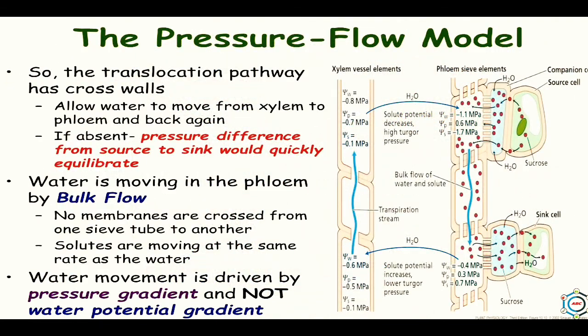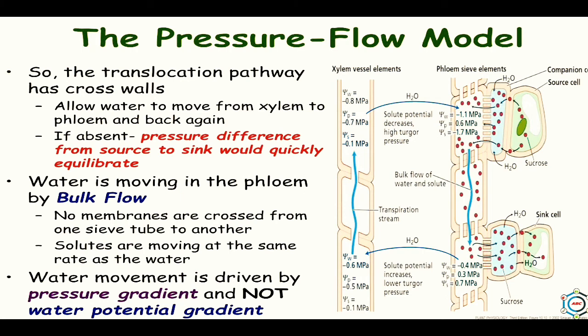So, in case of the pressure flow model, here you can see a diagrammatic representation of the mechanism of solute translocation according to the Munch hypothesis. The translocation pathway has cross walls that allow water to move from xylem to the phloem and back again. If absent, the pressure difference from the source to sink would quickly equilibrate.